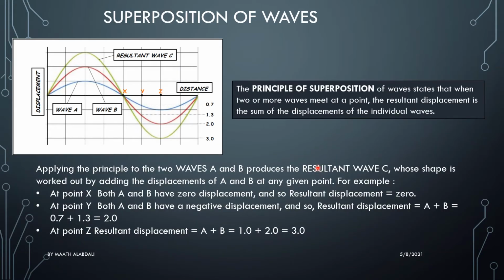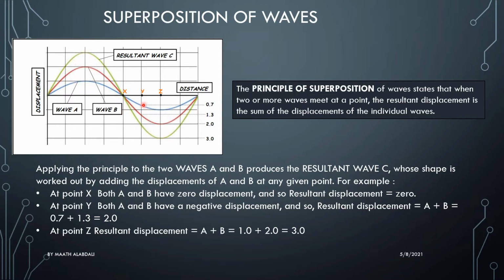Superposition of waves. So basically, the principle of superposition states that when two or more waves meet at a point, the resultant displacement is always equal to the sum of the displacements of the individual waves. So for example, in here you have a wave, and if you look at point y, you've got wave A, wave B, and then this is the resultant wave C.